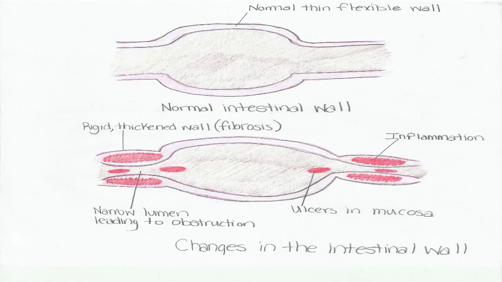Initial inflammation occurs in the mucosal layer with the development of shallow ulcers. The progressive inflammation and fibrosis may affect all layers of the wall, leading to a thick, rigid rubber hose wall. This change leaves a narrow lumen, which may become totally obstructed.